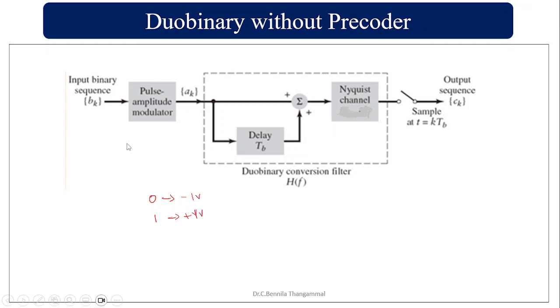After converting into AK, we give it to a Duobinary conversion system, which converts this plus 1 and minus 1 into minus 2 volts, 0, and plus 2 volts. It is converted and we call the value CK. At the receiver, we convert this CK in terms of voltage, and it can be converted into a data sequence by using the decision algorithm.